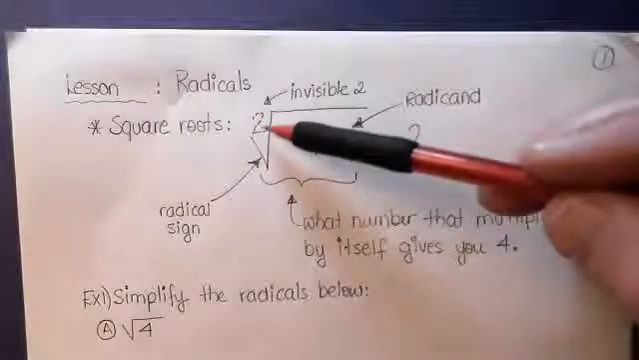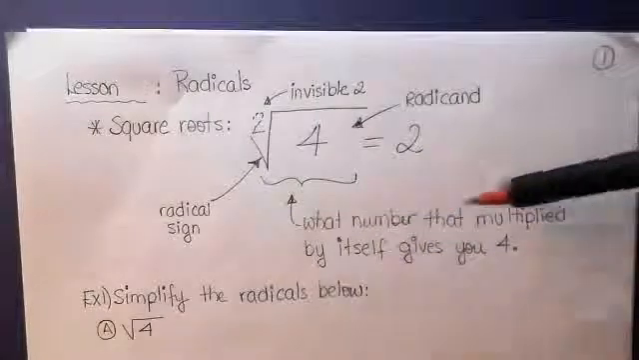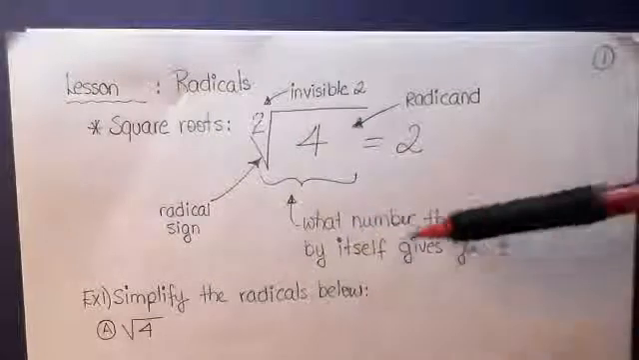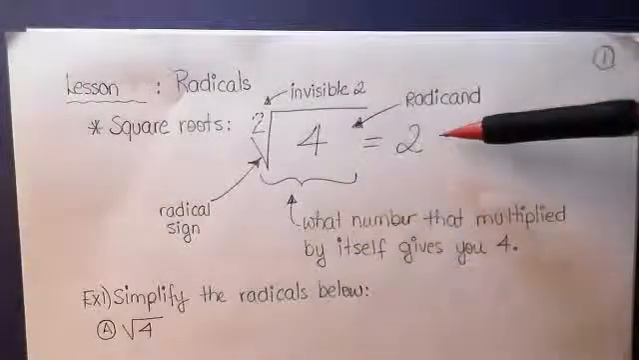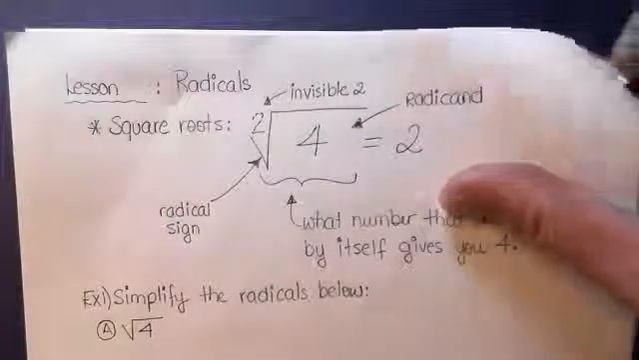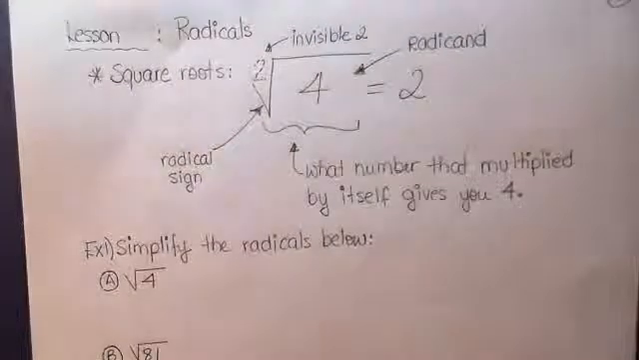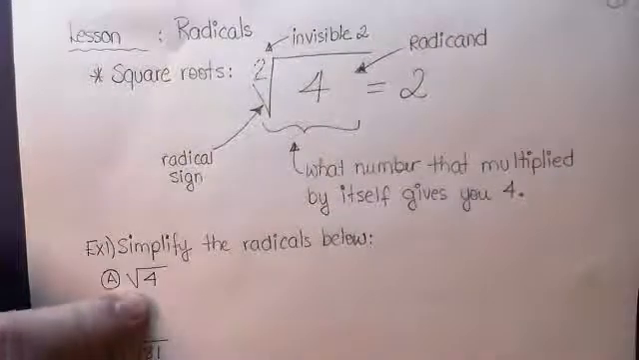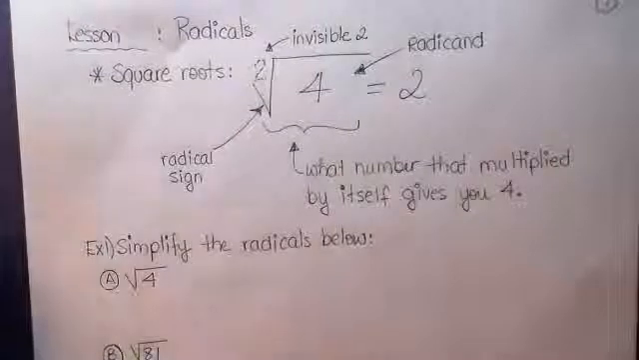And basically, when you're solving a square root, you're looking for what number, multiplied by itself, gives you the number inside. So in this case, what number multiplied by itself gives you that 4 that is inside? And the answer is 2. Okay, what we're going to do today is look a little bit behind the scenes of how to simplify radicals. Many of us know that the square root of 4 is 2, but we're going to take a closer look at what's happening behind the scenes.